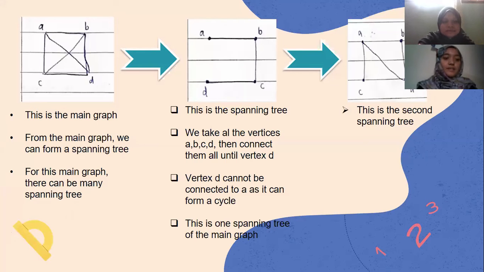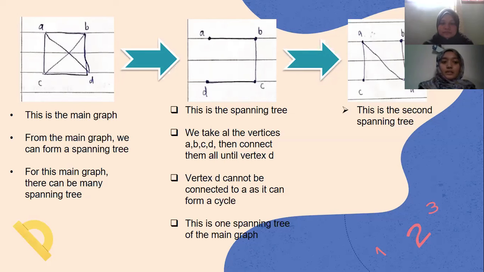As we can see here, the first graph is the main graph. From this main graph, we can form not only one, but many spanning trees. The second graph is the first spanning tree from the main graph. We can take all the vertices, which are A, B, C, and D, from the main graph and connect them all together. But from this spanning tree, we can see that vertex B and vertex A do not connect to each other because it will form a cycle. The most important condition of a spanning tree is that it cannot form a cycle.